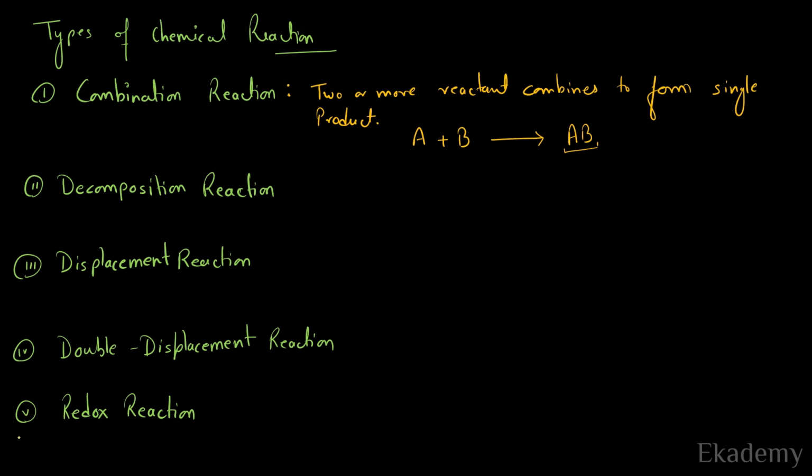Now, what is decomposition reaction? So it is basically a reverse of combination reaction, we can say. Here, single reactant decomposes to form two or more product. So single reactant decomposes to form two or more product.